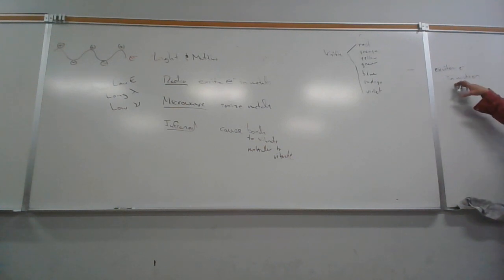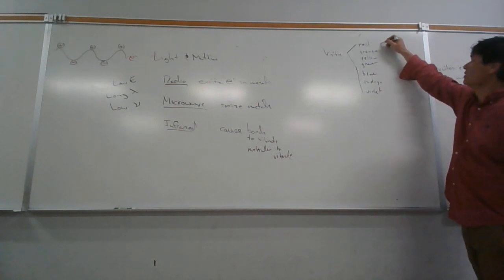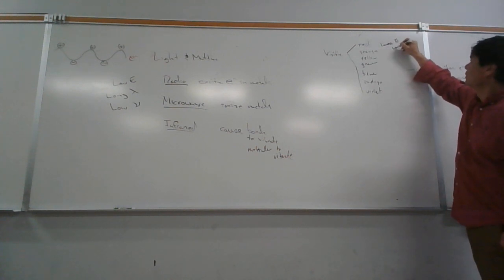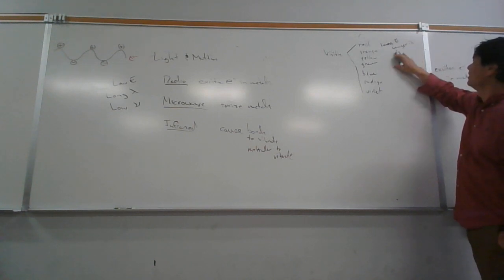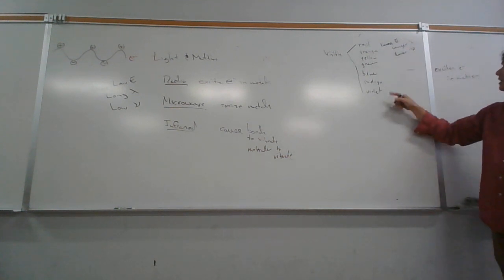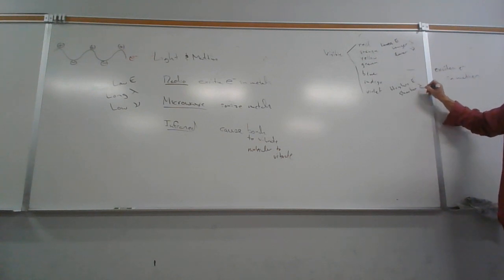So visible light excites electrons in matter and causes colors to occur. Red is the lower energy visible light, with longer wavelength and lower frequency. Violet is at the higher energy end of visible light, and it has a shorter wavelength and a higher frequency.